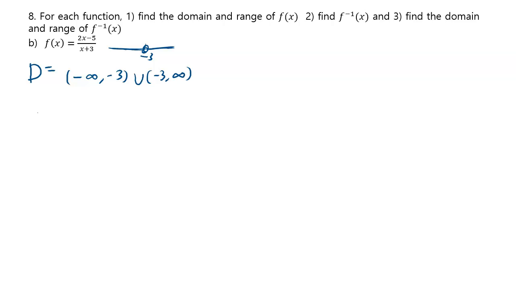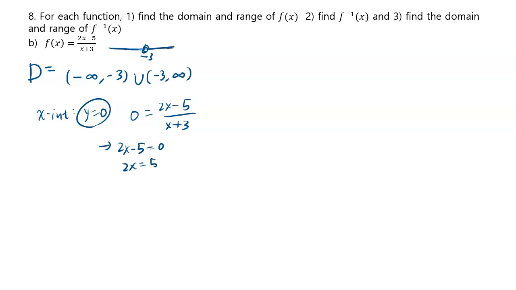Okay, so first, x-intercept. What's that? That's putting y as 0, right? So if you say 0 equals (2x minus 5) over (x plus 3), well, a fraction is 0 when the numerator is 0, so 2x minus 5 equals 0, and 2x equals 5, and divide by 2, and you get x equals 5 over 2.